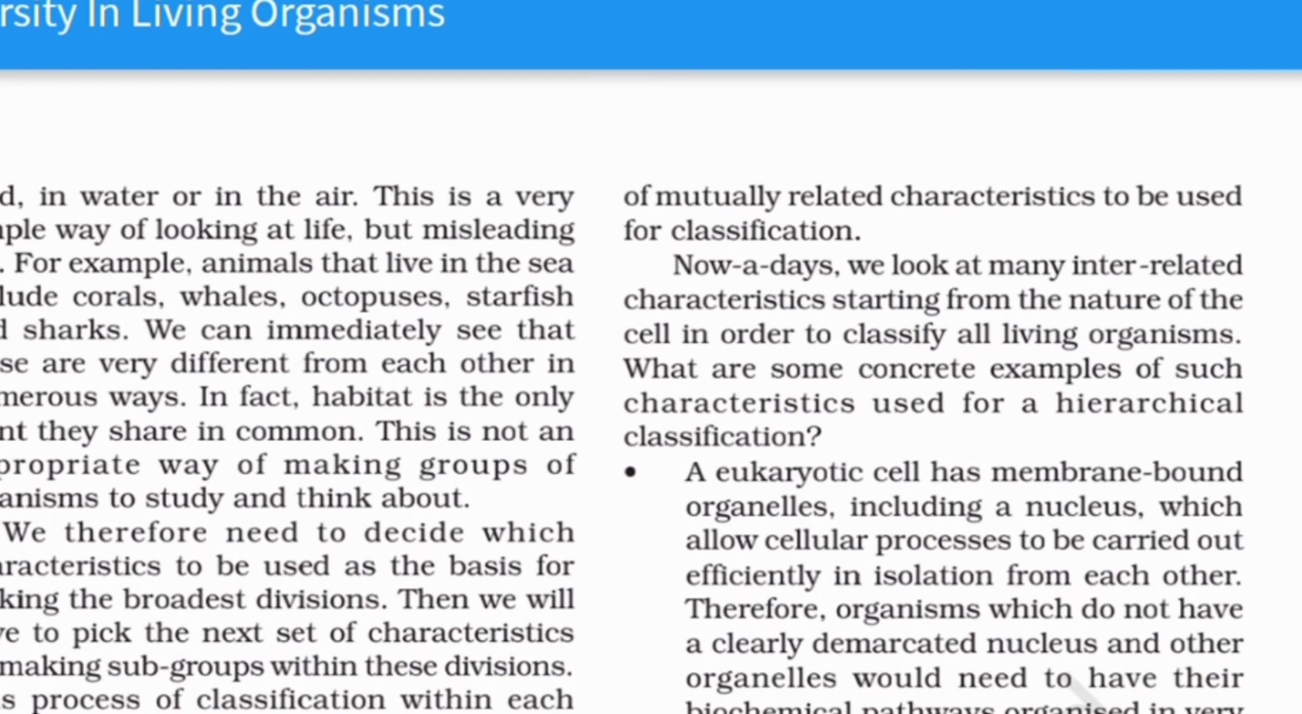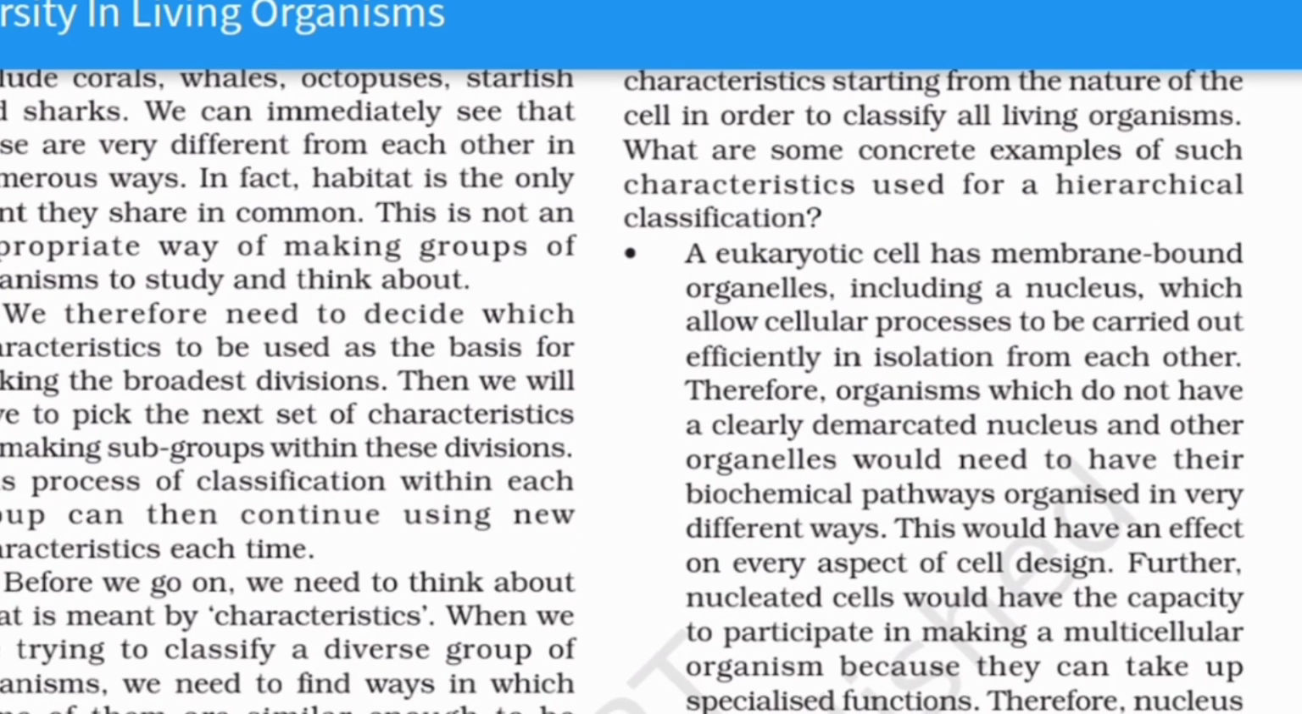A eukaryotic cell has membrane-bound organelles. That is, nuclear membrane is present around the nucleus. It has the well-defined nuclear region, so-called nuclei. But in prokaryotic, it is absent, which allows cellular processes to be carried out efficiently in isolation from each other. Isolation means a single cell performs all the activities that are needed for a living organism, like digestion, excretion, assimilation. These all processes are performed by one single particular cell. That is the meaning of isolation.